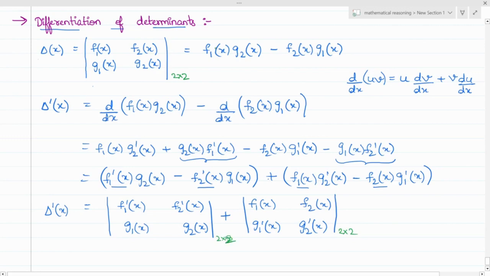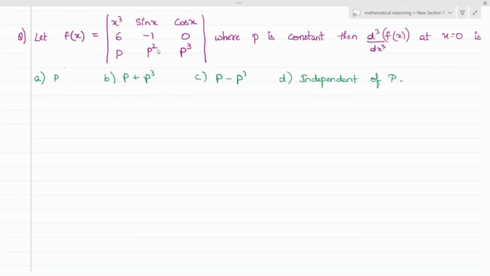If you have order 3 over here, then you're going to get, in the result, the summation of three different determinants of order 3 each. So let's solve a question. In this question, a determinant of f(x) is given to you, and it is told that p is a constant, and we need to find the third derivative of f(x) when x is equal to 0. So just now we have seen the concept of differentiation of determinants.